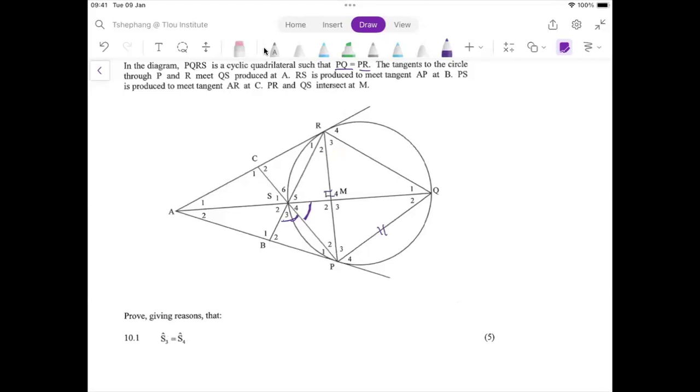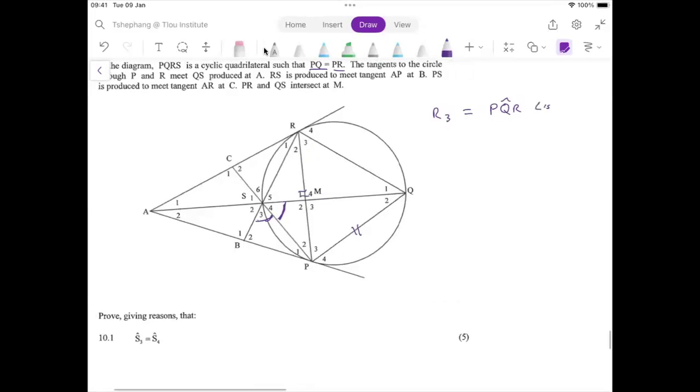Now I can say, if those two lines are equal to each other, that R3 is equal to PQR. The reason is angles opposite equal sides. Hope we're all together for that one.